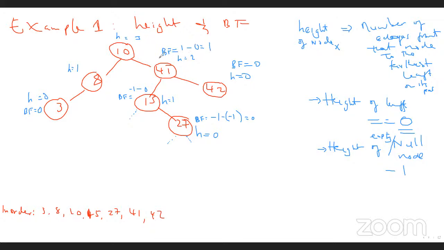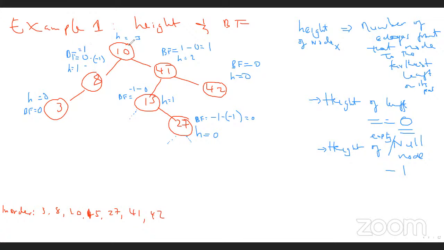Awesome. What about the balance factor at, okay, so let's go to 8. Because we already saw 3. What is the balance factor at 8? The balance factor at 8 is 1. Why? The height of the left-hand side, which is at 3, is 0. The height of the right-hand side is -1. So 0 minus -1 becomes positive. So the BF here is 1.